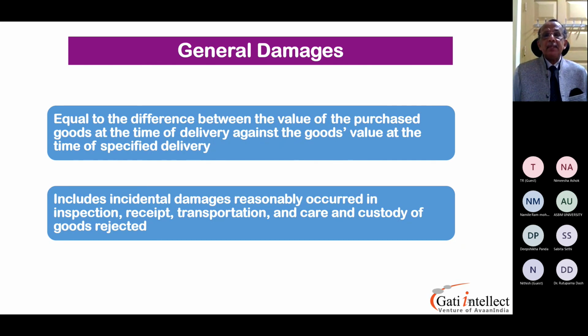It includes incidental damages reasonably occurred in inspection, receipt, transportation, and care and custody of the goods rejected. So damages can happen during inspection, receipt, transportation, care and custody of the goods rejected. Let's go a little more to the next slide because we are going to have more explanation on that.